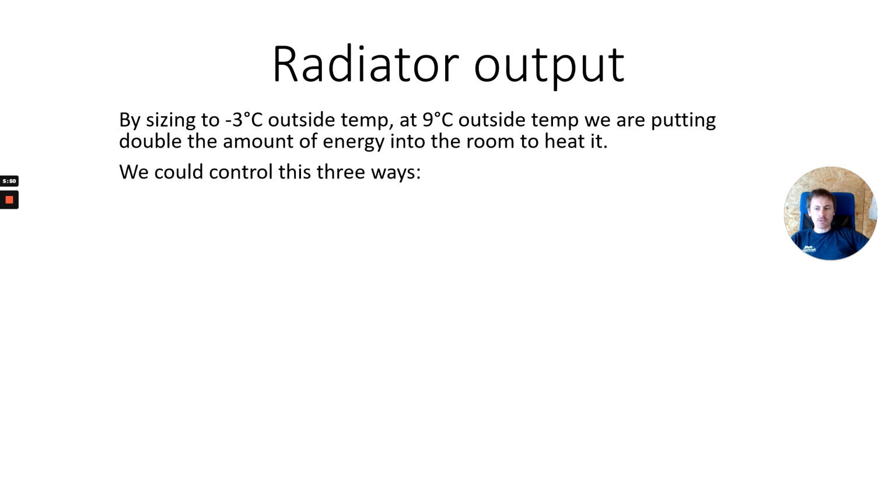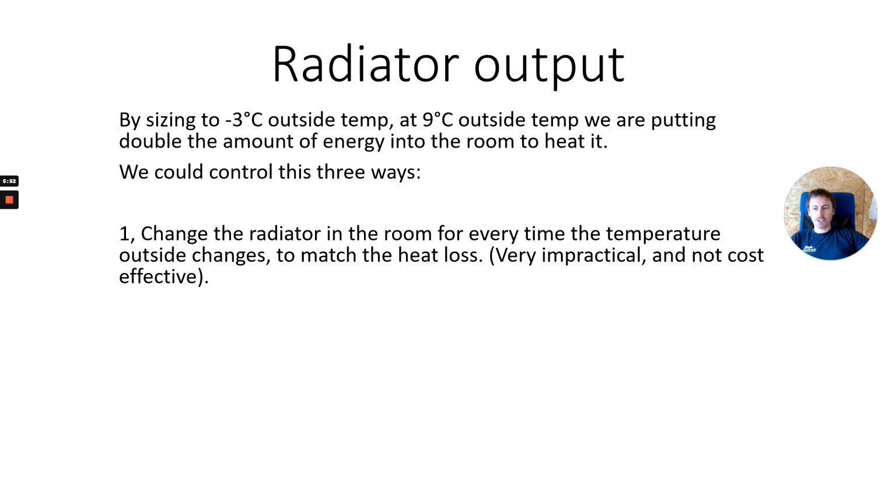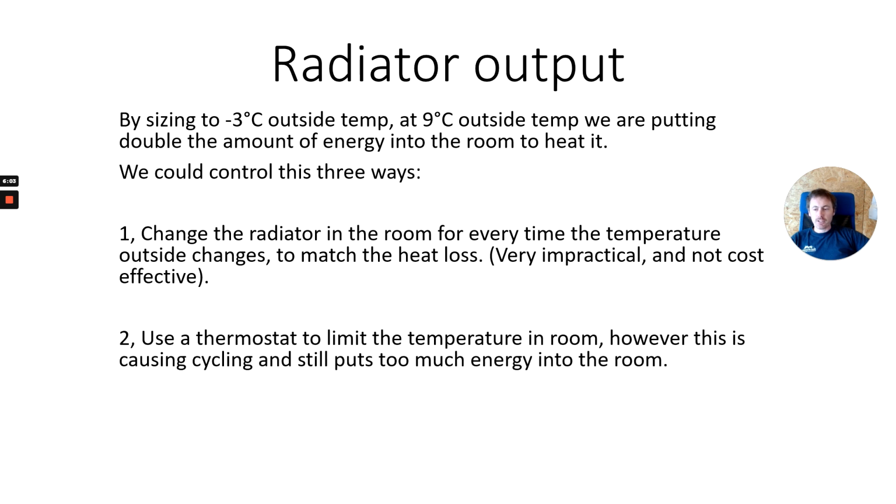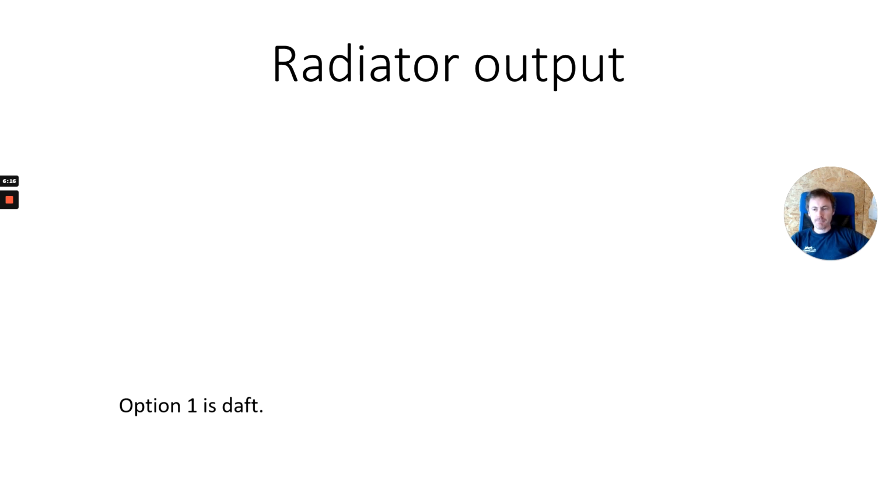We could control this 3 ways. So first of all, we could change the radiators in the room every time the temperature outside changes to match the heat loss. This is very impractical and not cost effective. 2 is use a thermostat to limit the temperature in the room. However, this is causing cycling and still puts too much energy into the room. Or 3, we could be sensible and use weather compensation.